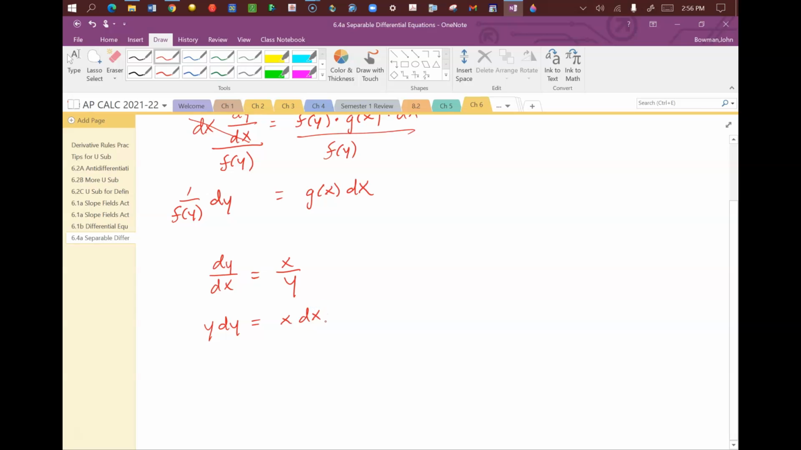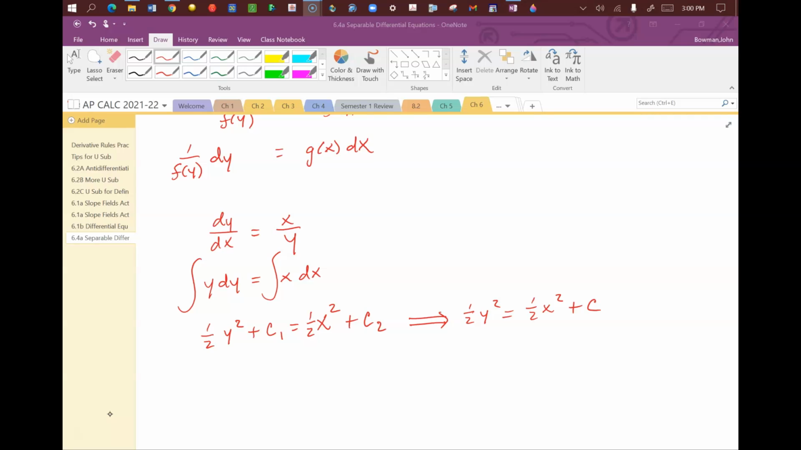And what we have on the left-hand side we can integrate, and on the right-hand side we can integrate, and we have 1/2 y squared plus c1 is equal to 1/2 x squared plus c2. And to make things easy, what we do is we just combine the constants and we just say something like this. 1/2 y squared is equal to 1/2 x squared plus c.